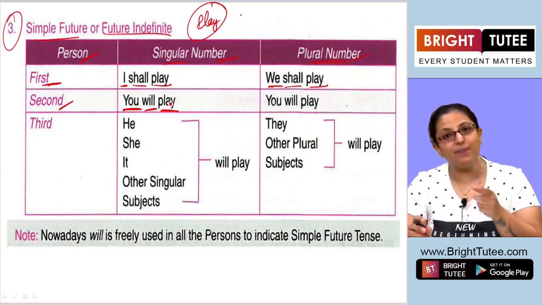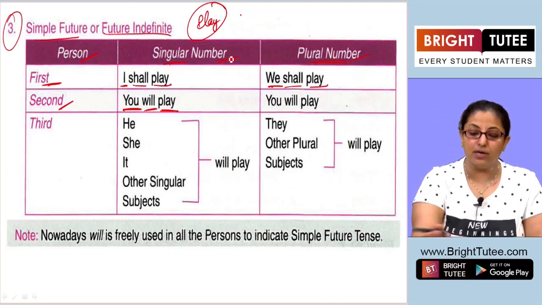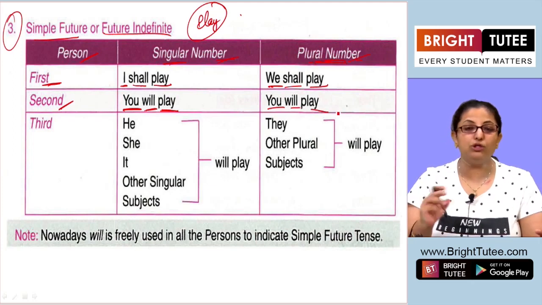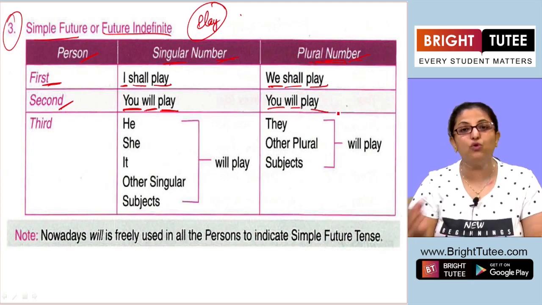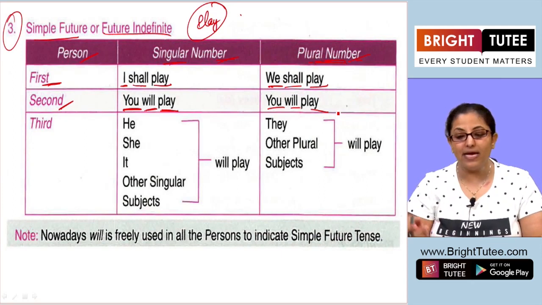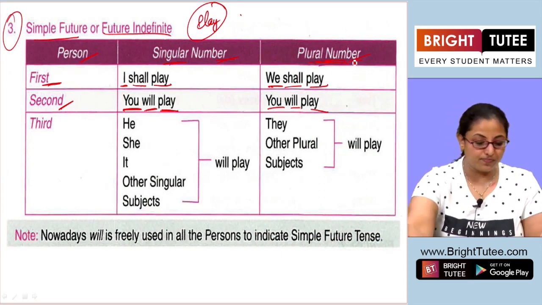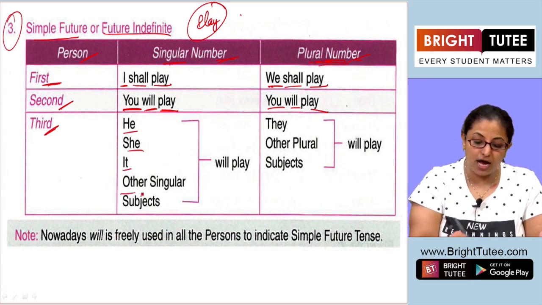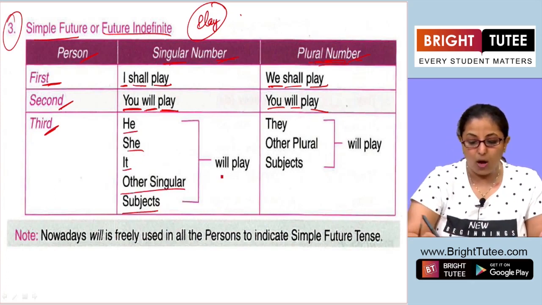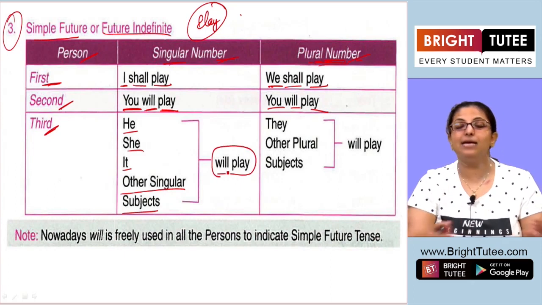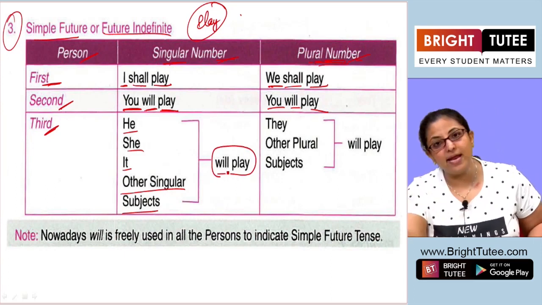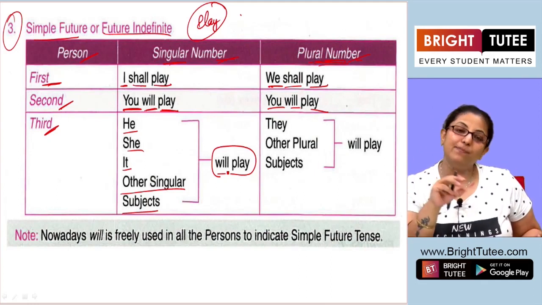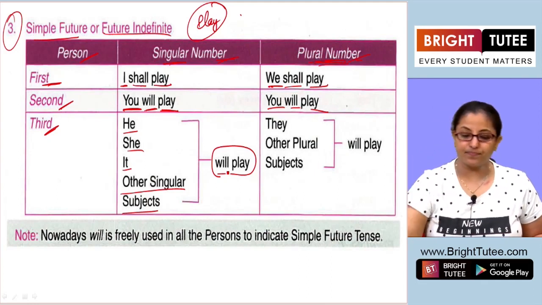So you will play. This is the singular number, and for the plural number, again it will be you will play, because you is not going to change in plural, right? You will remain you. So you will play in the plural number also. The third person, he, she, it or other singular subjects will play. It will be the same. He will play, she will play, it will play. So these are all simple future tense.